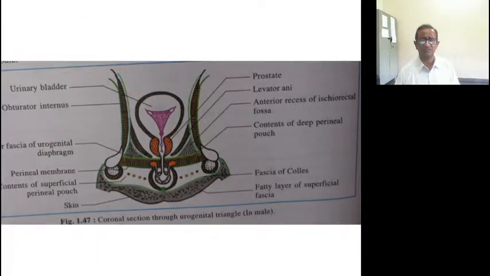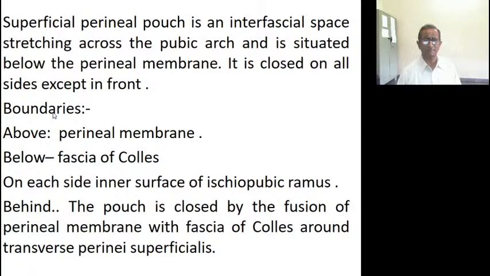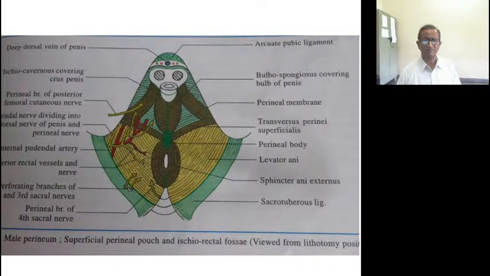Okay, this is almost sufficient. For the contents of the superficial perineal pouch in the female, we are showing the root of the clitoris, bulb of the vestibule, and then the ischiocavernosus, bulbospongiosus, superficial transverse perineal muscles. These things are shown. Here we are showing the contents of the superficial perineal pouch, again the bulbospongiosus, the ischiocavernosus, superficial transverse perineal.